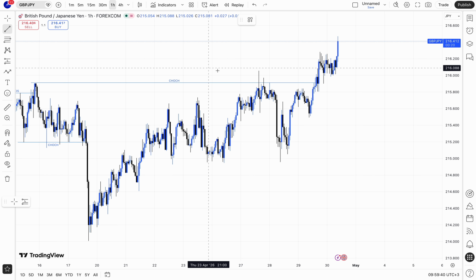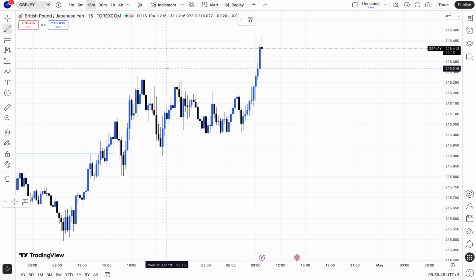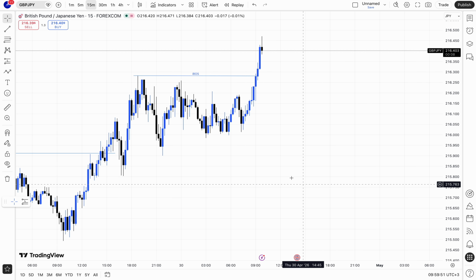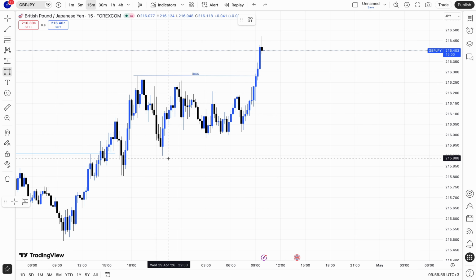Let me see. Is it a valid pullback? No, it's not. But we have our internal break of structure to the upside. So what's our plan? Our plan is very simple.